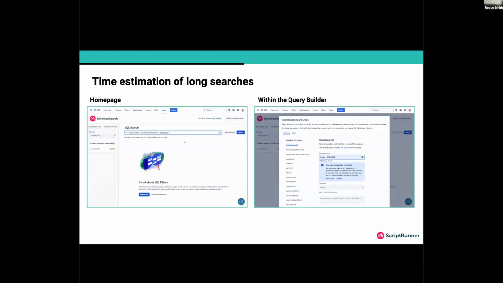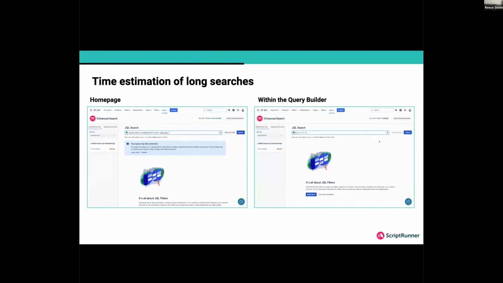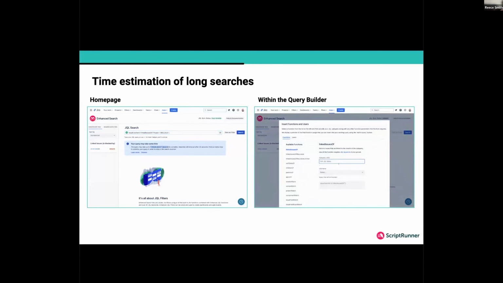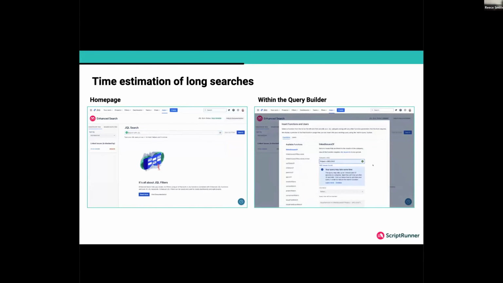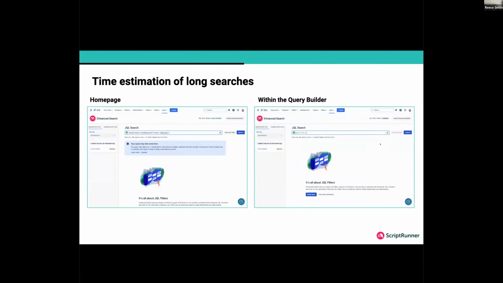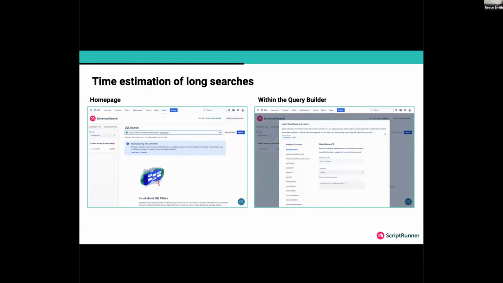In the left-hand screenshot, you can see the homepage of Enhanced Search, and you can see that when you type in a query that is actually going to time out, you will now get a message and it will tell you how long that query is going to take to load. Unfortunately, anything above 30 seconds will time out. So this will tell you that you'll need to refine your query, basically. And we think this is a good change.